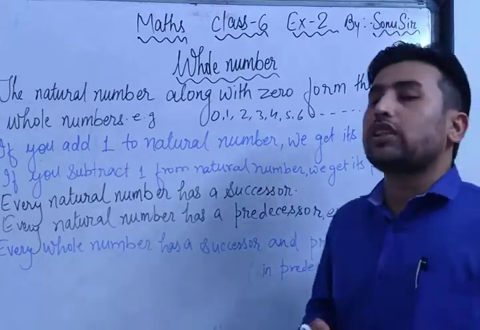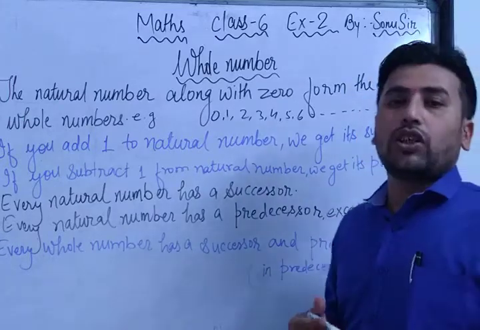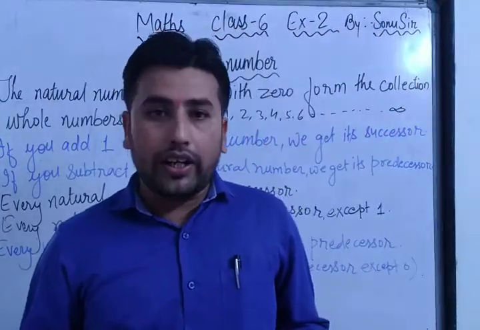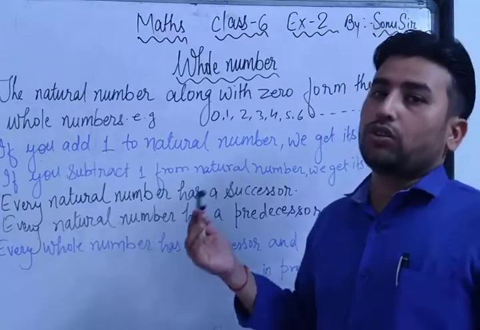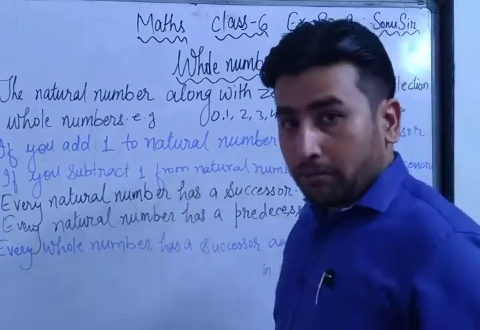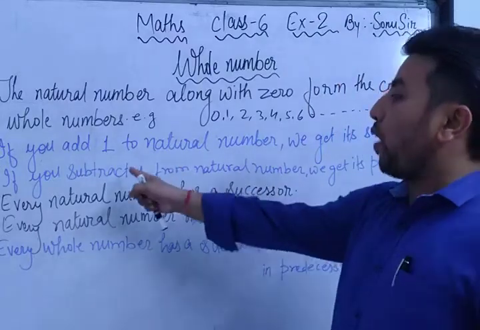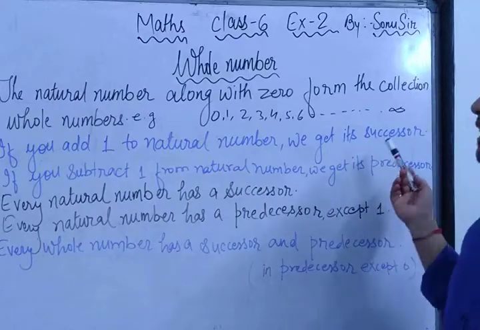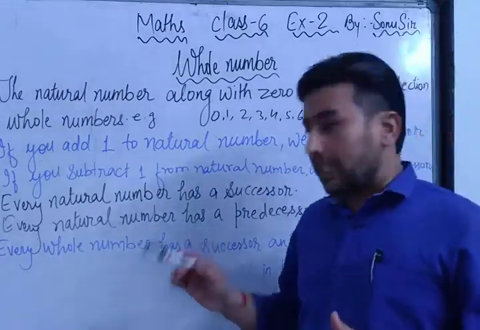If I want the successor of 7, what will be the successor of 7? 7 plus 1 is equal to 8. What will be the successor of 99? 99 plus 1, 100. What will be the successor of 2001? 2001 plus 1 is equal to 2002. So for any number, what we have to do is add 1. If you add 1 to a natural number, we get its successor. Got it? We will get all the natural numbers' successors.